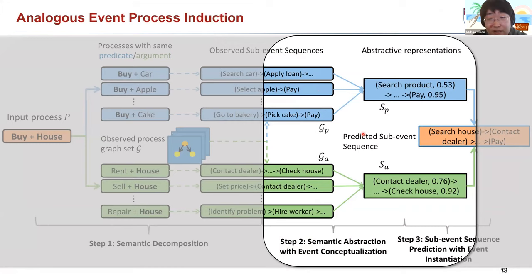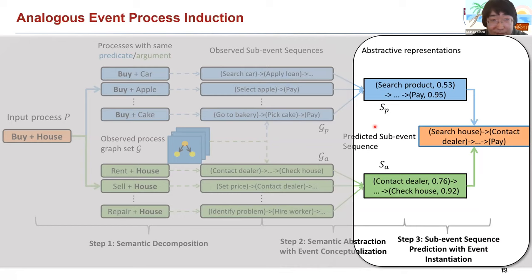Then the second step will perform an event conceptualization technique, which generates a probabilistic abstract representation for each of these reference processes. And in the end, all the abstract representations will be merged to find a common pattern, which will be further instantiated to get the final prediction of the process for buying a house. So this is a kind of high-level idea.